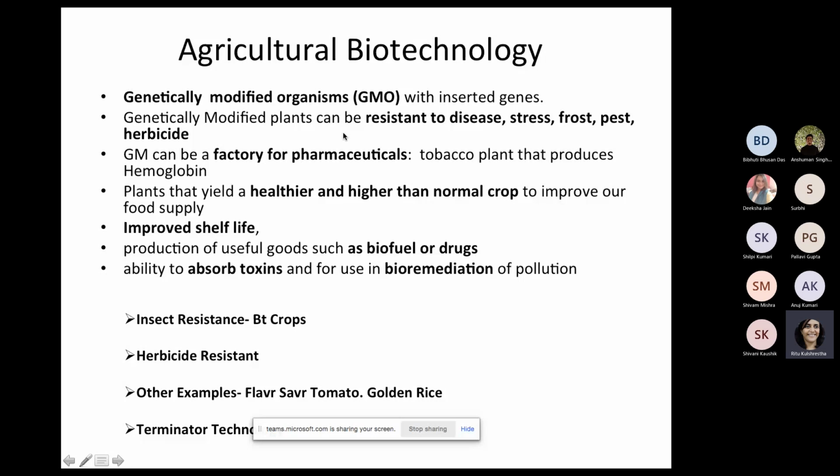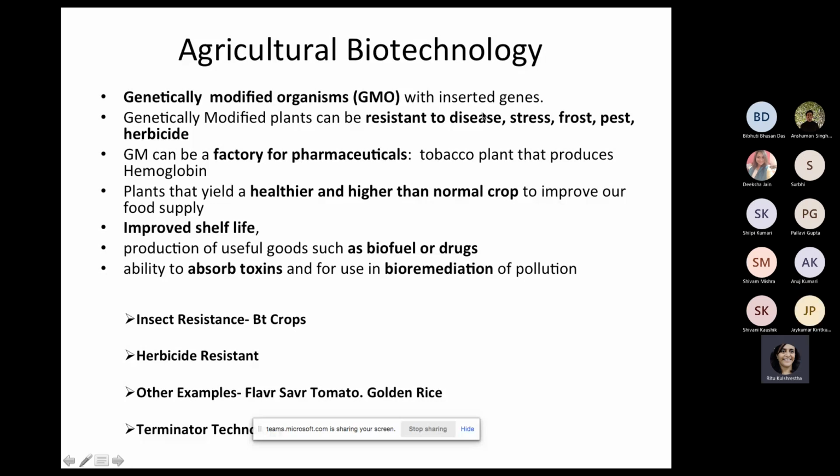Then I had also mentioned to you yesterday that plants can also be used as a factory for making pharmaceuticals. I told you about the concept of plant farming or animal farming. So yes, many of these are being considered: if we can harvest the various recombinant proteins, the ones which are used for therapeutic purposes, can they be made in the plants?